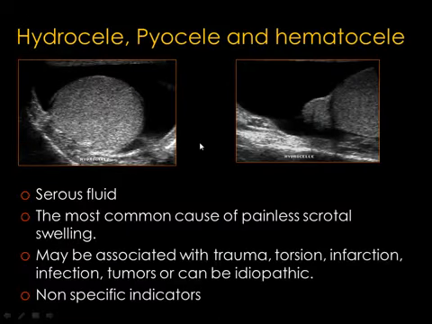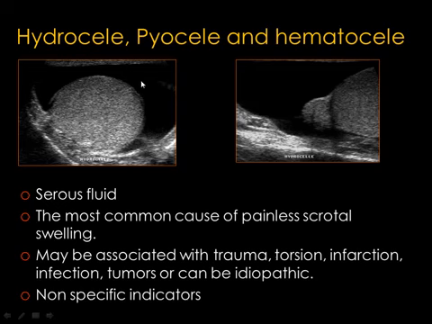Hydrocele, pyocele, and hematocele. This develops at the potential space between the visceral and parietal layers of the tunica vaginalis. Normally there is a small amount of fluid in this space. Hydrocele contains serous fluid and is the most common cause of painless scrotal swelling. Hydrocele may be associated with trauma, torsion, infection, tumors, or can even be idiopathic. So hydrocele is a non-specific indicator.